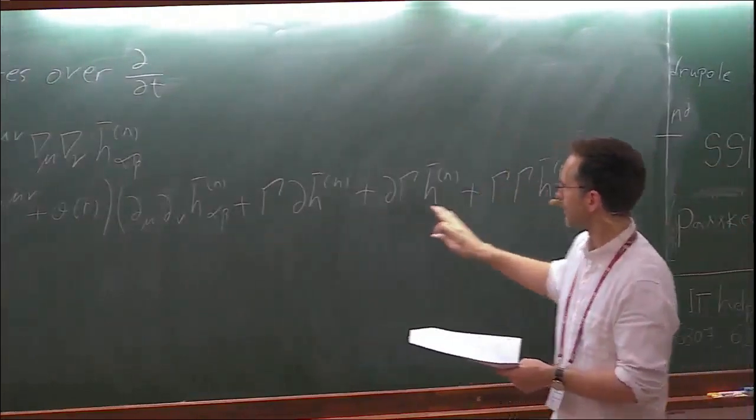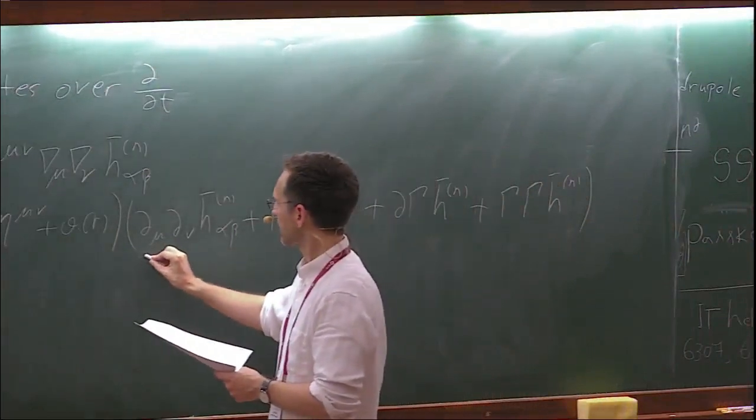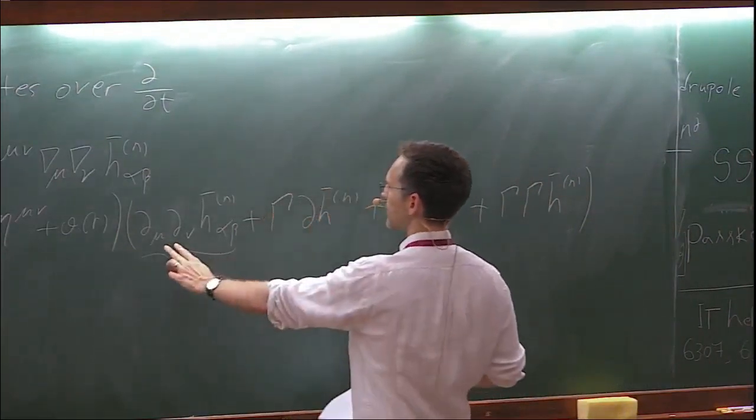So how do each of these terms scale with r? What is the dominant thing? Well, the dominant thing is when this is two spatial derivatives.